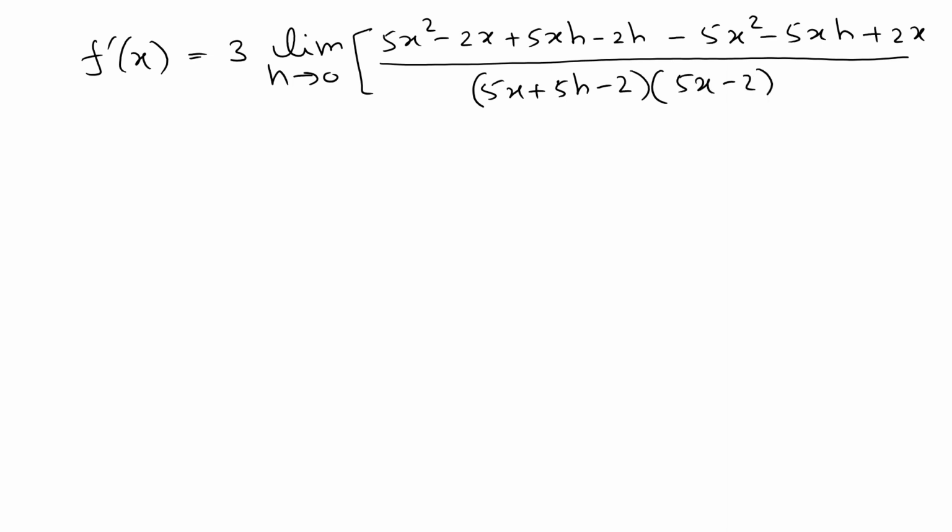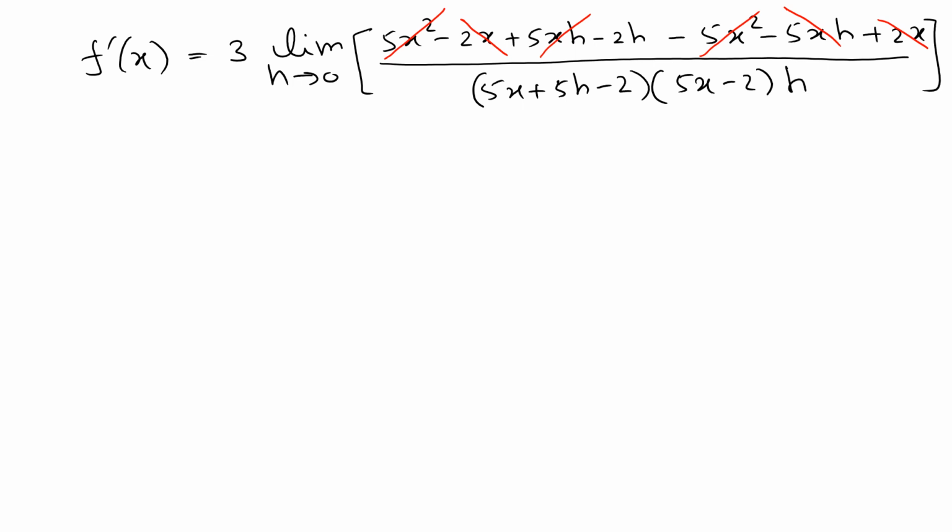And you can see that there are so many terms that get cancelled. For example, 5x squared gets cancelled out. And then also negative 2x and 2x get cancelled out. We also have 5xh and negative 5xh get cancelled out. So the only thing that you're left with is negative 2h, and then we also forgot the h term. Remember the 1 over h term? So you can write it here, 1 over h.